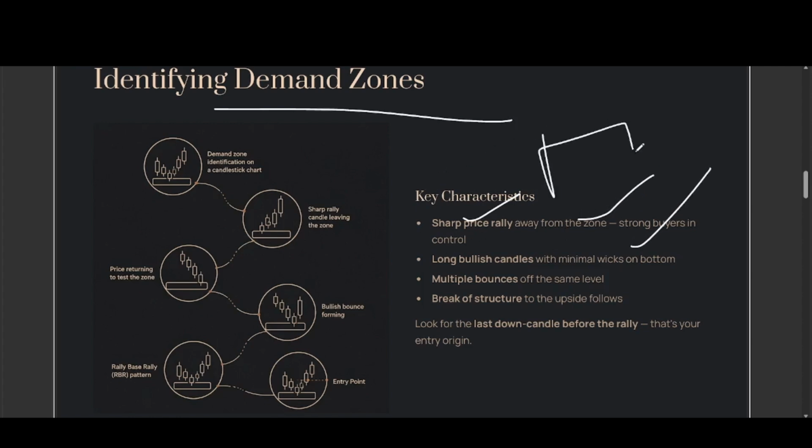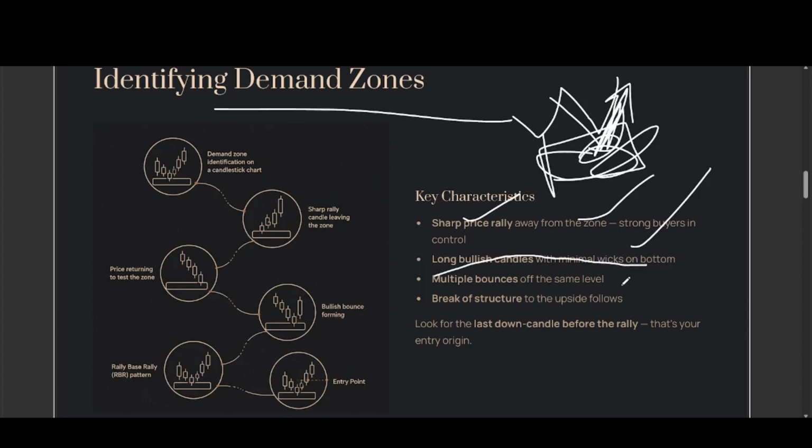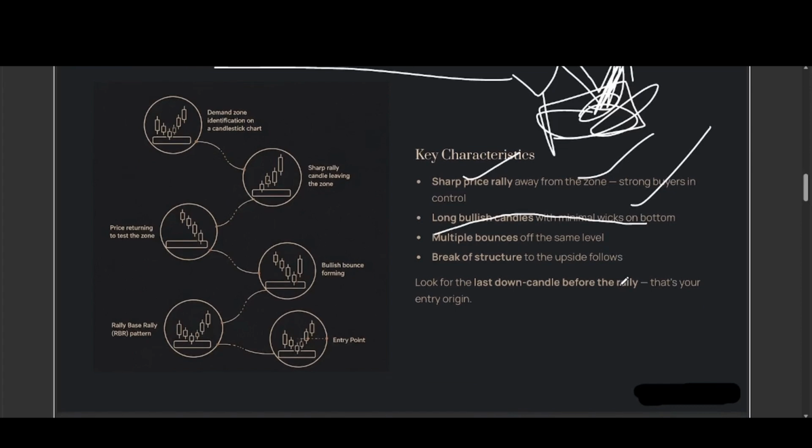It is a zone from where there are multiple buyers or institutional pending orders sitting. As soon as price reaches this level, institutional orders are triggered and you find a very strong upward move. It is a long bullish candle with minimal wick on top, and multiple bounces off the same level is a very good sign, and a break of structure as well, which I already told you.